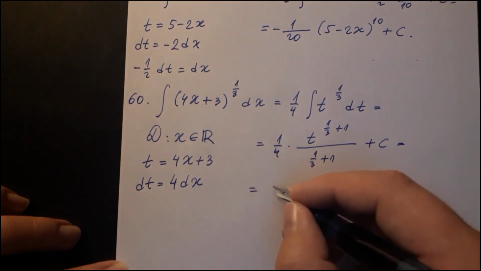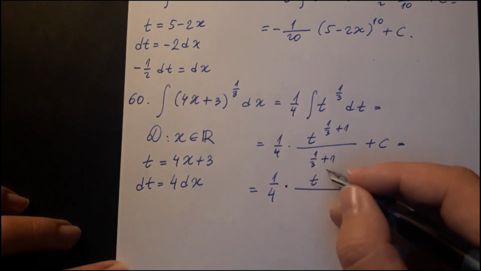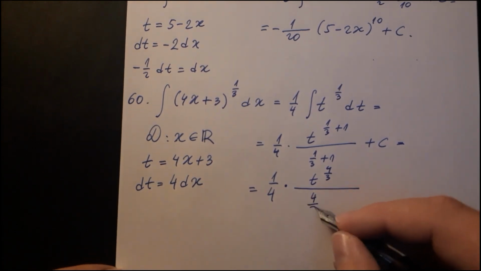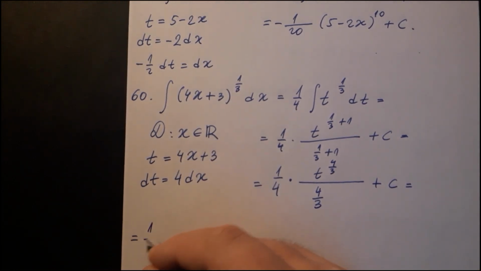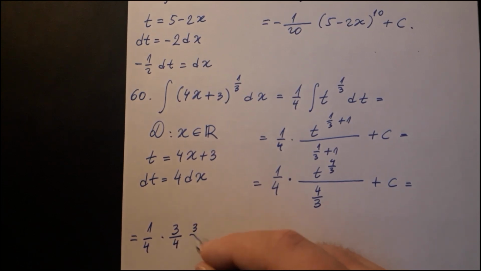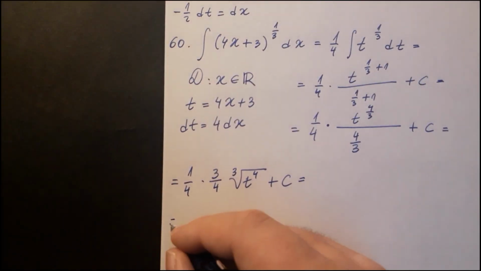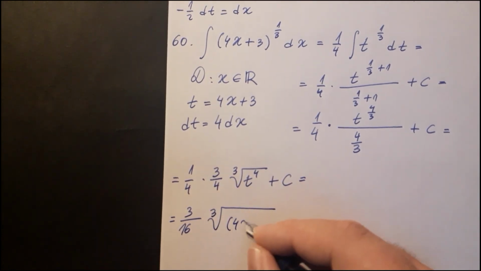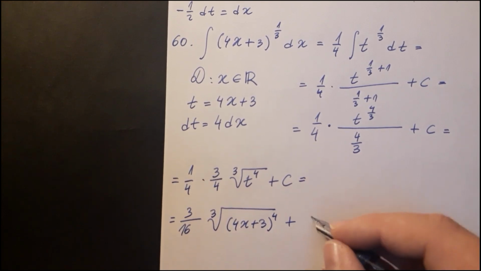So this is equal to 1 divided by 4 times t to the power 4/3 over 4/3 plus c. Well, that is equal to 1 divided by 4 times 3 divided by 4 times the cubic root of t to the 4th power plus c, which is equal to 3 divided by 16 cubic root of (4x plus 3) to the 4th power and plus c.